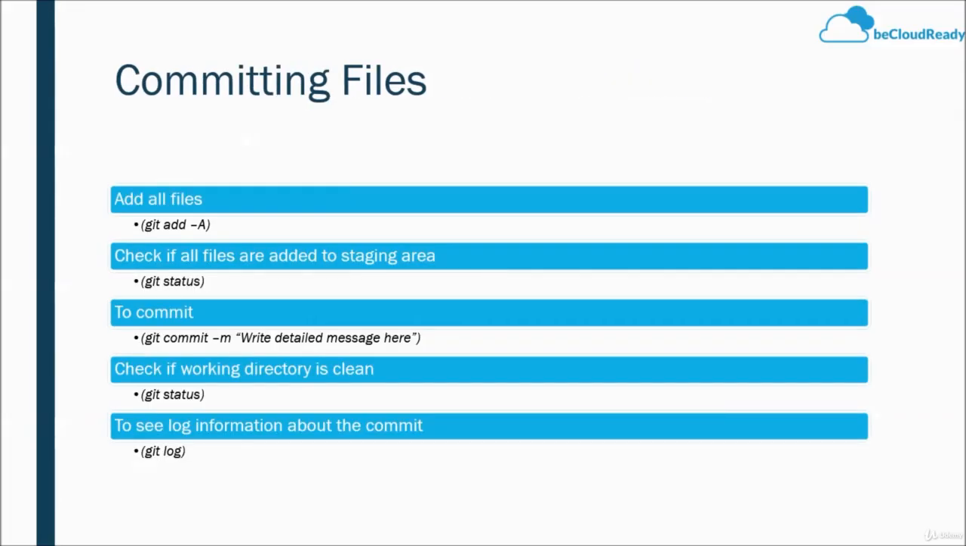Now in order to commit files, we need to add all the files and then run a git status to make sure that all the files are added to the staging area. After that, we run the git commit -m and then write a detailed message to remember why we committed. After we hit this command, we can do a git status to check if the working directory is clean, and then that is how you commit messages. You can also run the git log command to learn a little bit more information about the commits that you have made.